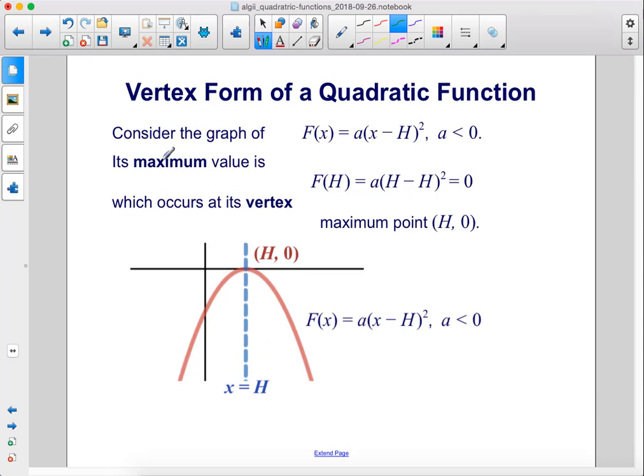Consider the graph of f of x equals a times (x minus h) squared, where a is less than 0. So we have a downward facing parabola. Its maximum value is right here at the vertex, and that's when x equals h, because h minus h is going to give us 0. So that's at (h, 0), the maximum point.